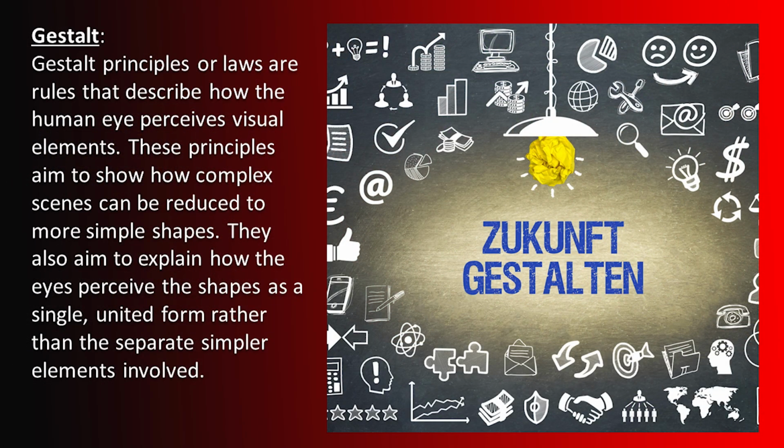Gestalt principles or laws are rules that describe how the human eye perceives visual elements. These principles aim to show how complex scenes can be reduced to more simple shapes. They also aim to explain how the eyes perceive the shapes as a single, united form rather than the separate, simpler elements involved. So it's basically seeing as a whole.